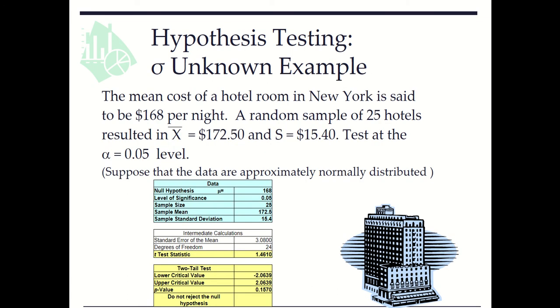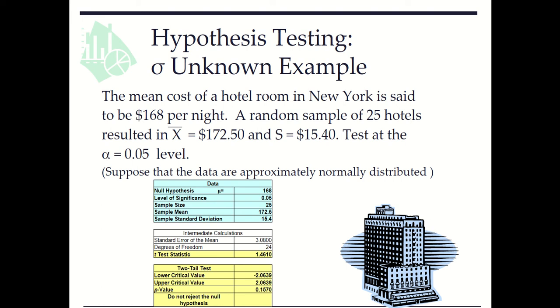The mean cost of a hotel room in New York City is said to be $168 per night. A random sample of 25 hotels resulted in X bar equals $172.50 and standard deviation $15.40. We want to test the null hypothesis at alpha equals 0.05. Here the null hypothesis is mu equals 168.